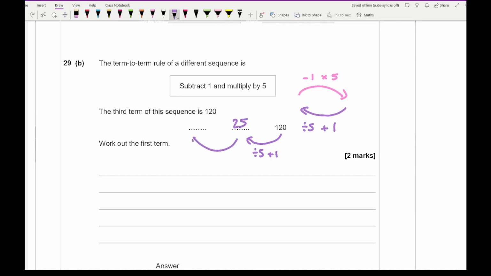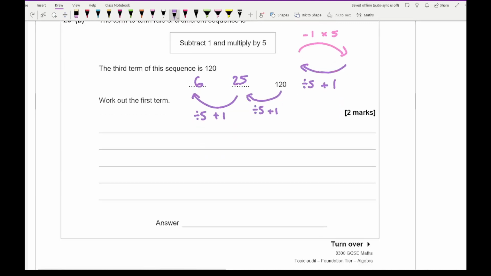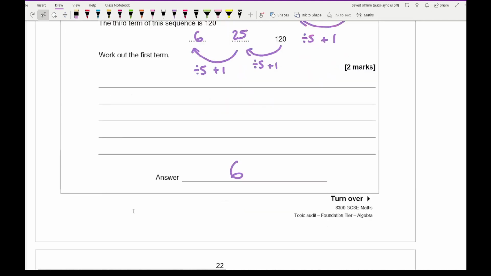Then doing the exact same, 25 divided by 5 is 5, plus 1, which is 6. So the first term is going to be 6.